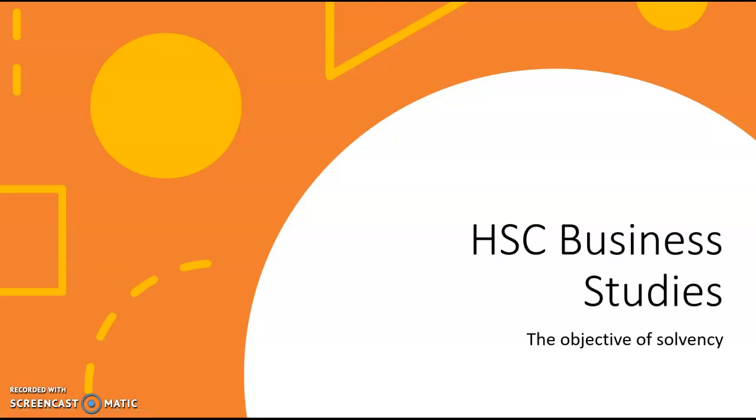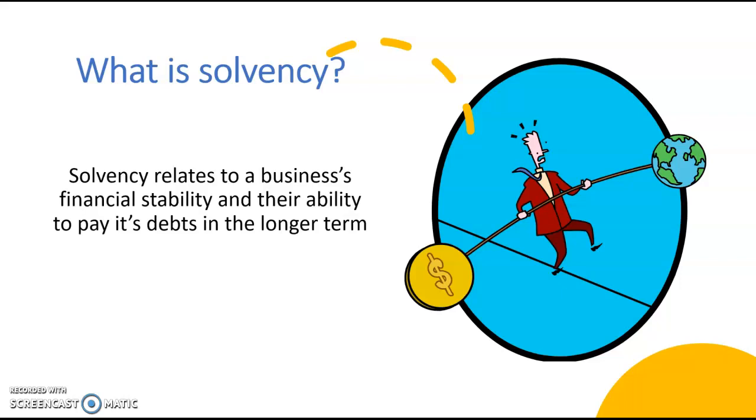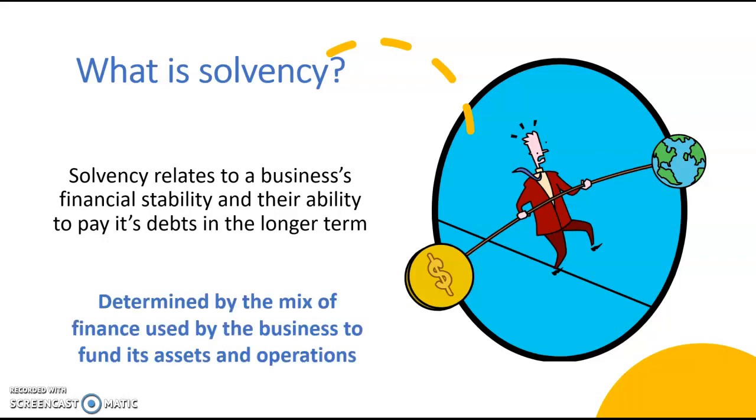Let's have a look at the objective of solvency. So firstly, what is solvency? Solvency relates to a business's financial stability and their ability to pay their debts in the longer term. It's all about the mix of finance that they use to fund their assets and their business operations, and the risk that that generates for the business.